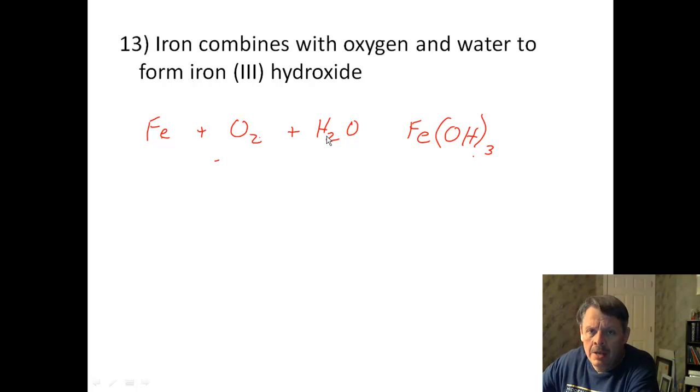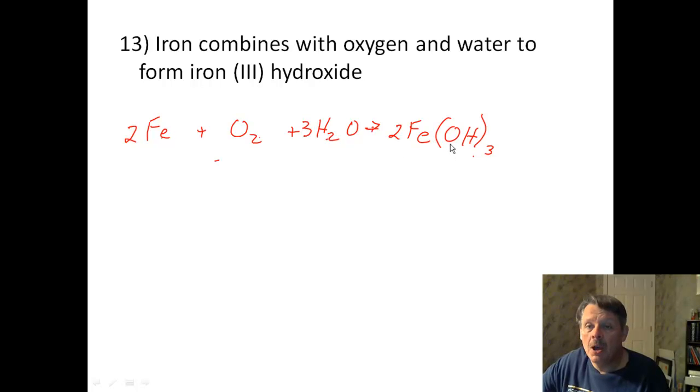Notice I did not do the oxygens because they're in multiple places, although right now they are 3, so that wouldn't have mattered. But I have 2 hydrogens on the left, 3 on the right, so what I have to do is put a 2 here and a 3 here to make 6 hydrogens. The moment I do that, I now have 2 irons, so I have to refix that. And now I have 6 hydrogens. I've taken care of that.